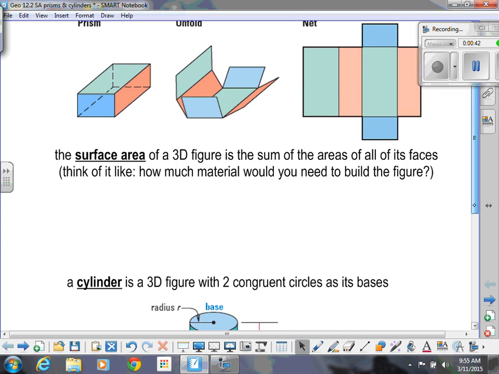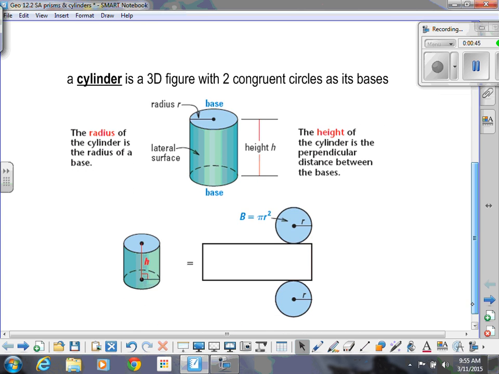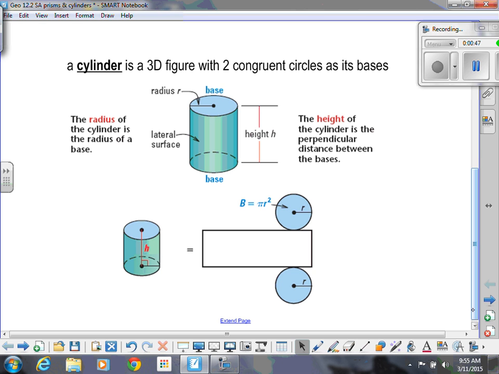So we also are going to talk about cylinders, and remember, a cylinder is just a special type of prism. It's a prism with circular bases. So reminder that we have a radius of the base, and the part that is curved, the green part, is called the lateral surface. The height goes from circle to circle. All right, and if I were to unroll that, I would get 2 circles and this big rectangle. That's what the net would look like.